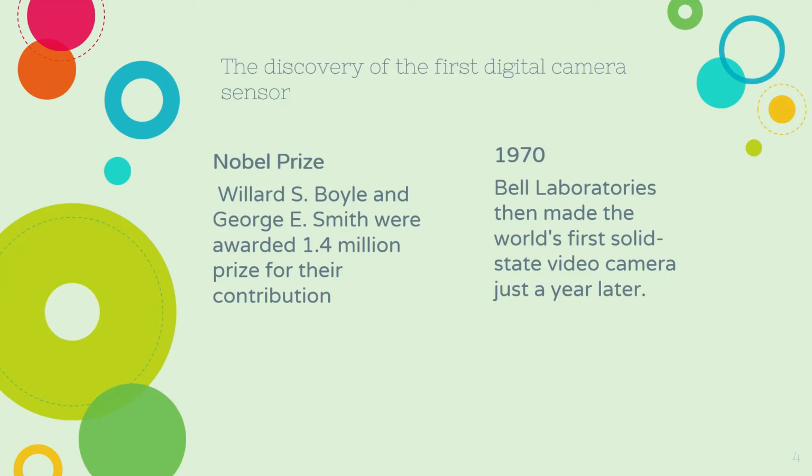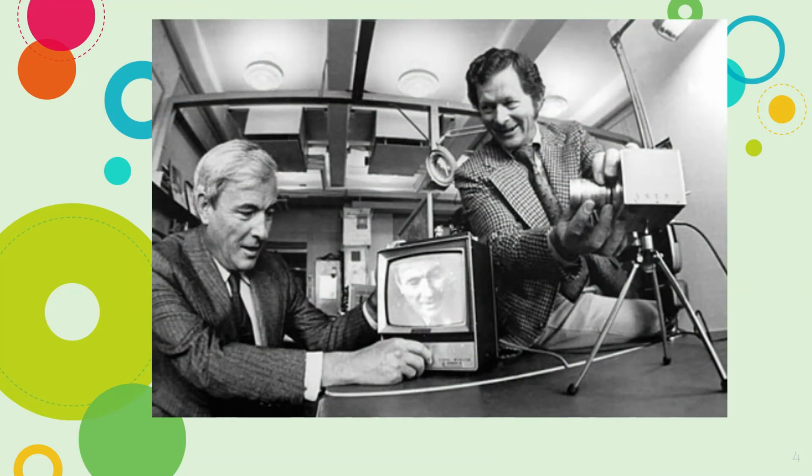The scientists involved were named William S. Boyle and George A. Smith. They were recognized for their contribution by the Nobel Prize, and in 1970 later on, they made the first solid-state video camera. Here's a picture of them. On the left is William, and on the right is George. With the charge-coupled device, they transform patterns of light into useful digital information, and it's the basis of many forms of imaging. And I believe this image was taken in 1974.